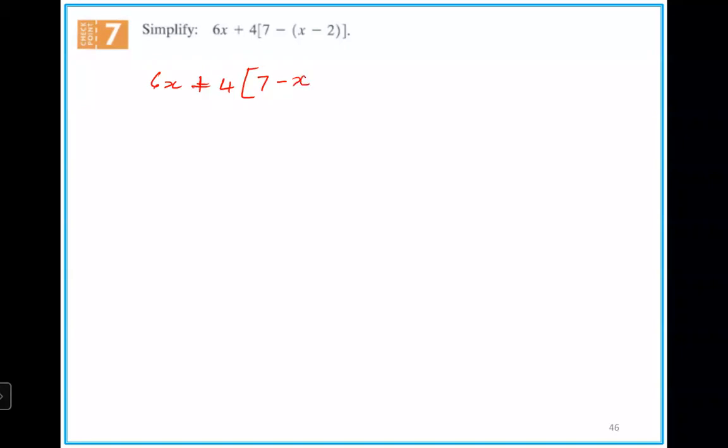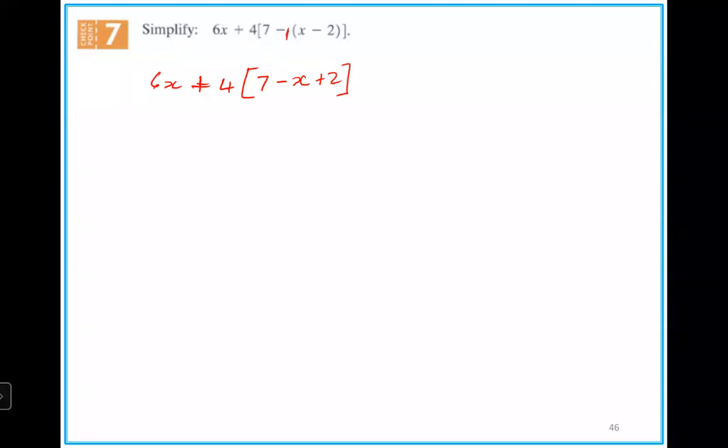Well, you have the minus. You have to change the two signs. So when you do that, it'll be 7 plus, yeah, the positive 2. So remember, we have to treat this here like it's -1. -1 times x is -x, and -1 times -2 is +2.